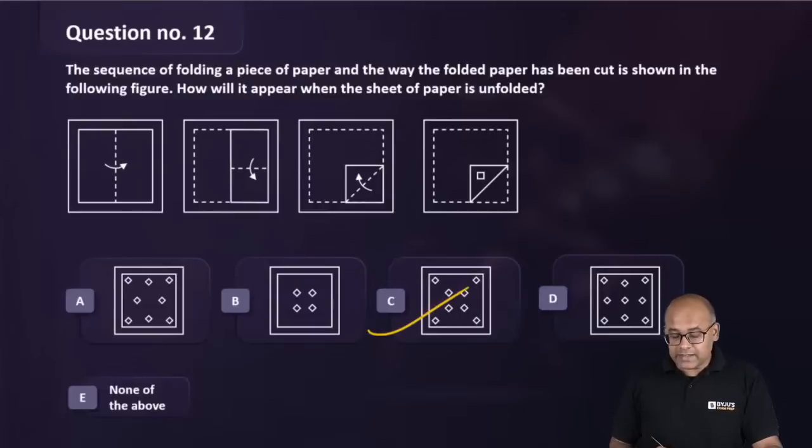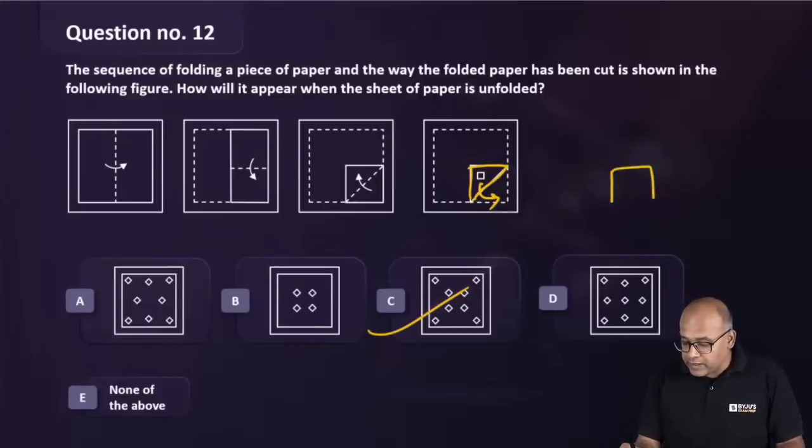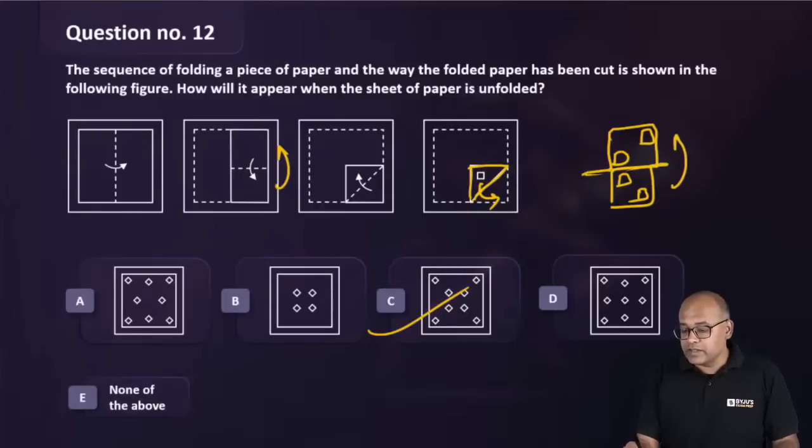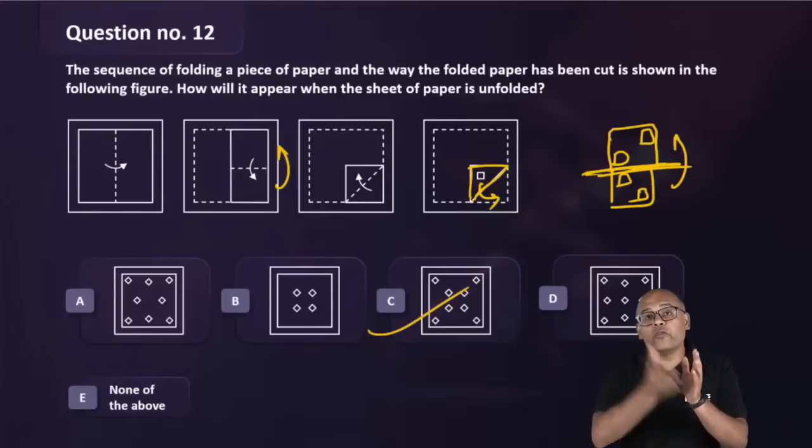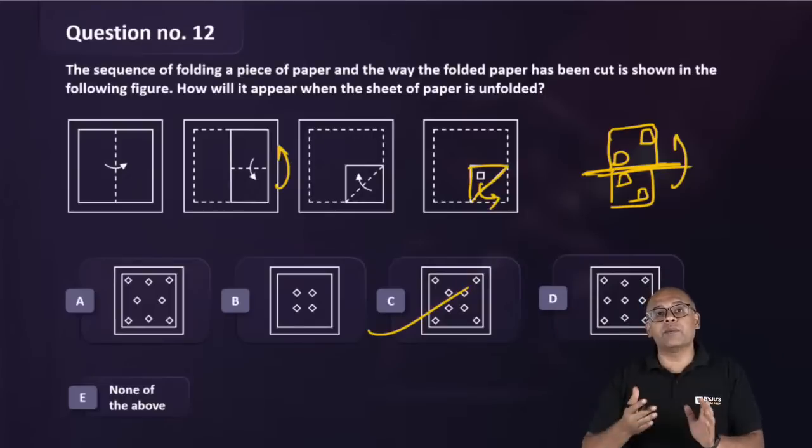Very good, guys. The correct answer is C. So now what is happening is, first you have folded the paper like this. So this is the paper. When you are opening reverse, you will open it back like this. So you will get a paper like this with one square here and one square here. Next, you will be opening it like this. So you will be getting another piece of paper here with one square here and one square here, because this is the mirror now. Wherever you are folding, that is a mirror. When you are unfolding, that becomes a mirror.